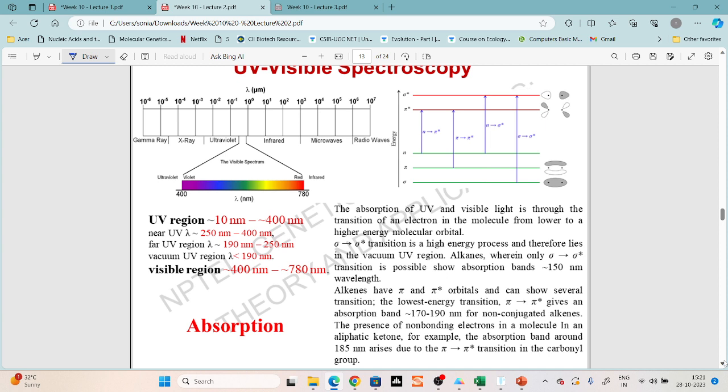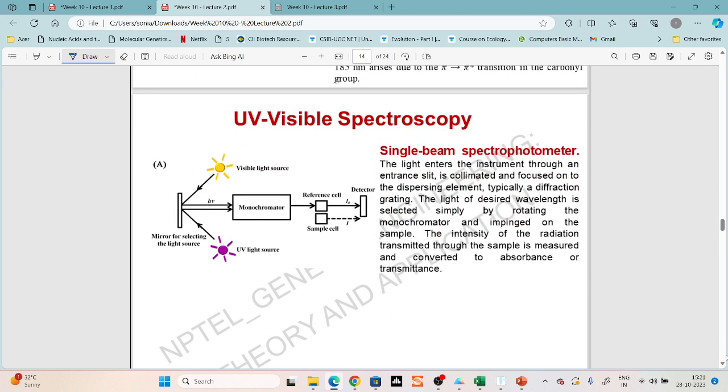Now we'll see a little bit in detail about UV visible spectroscopy. What they are saying is that you can see over here there are different kinds of transitions that happen: sigma to sigma star, pi to pi star. I'm not going to go into much detail about it, because you have already studied it at school level. You can just go through it and read what all is there.